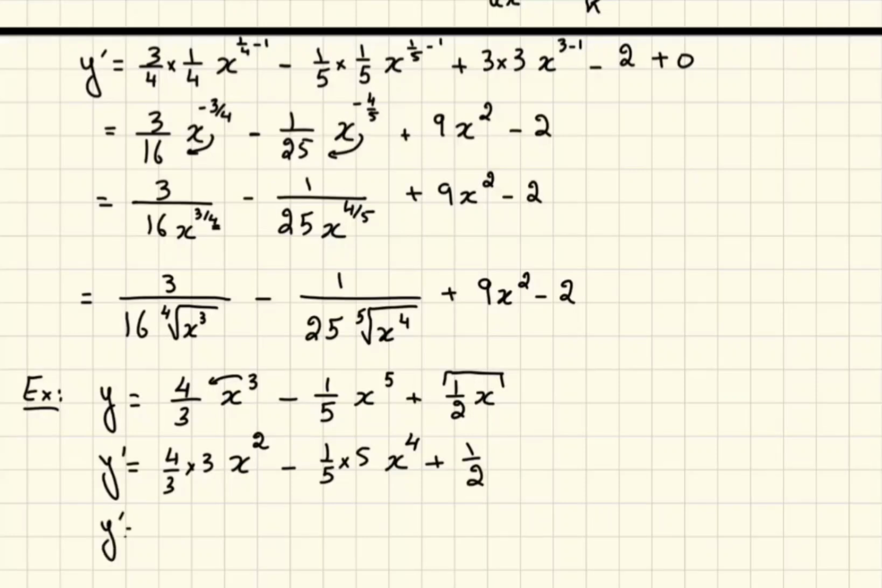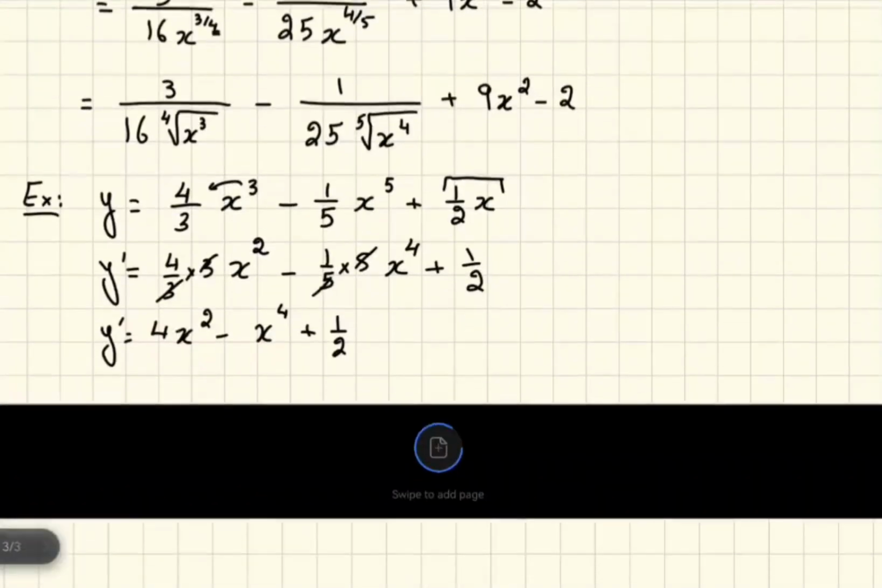Now our final answer will be: 3 and 3 will cancel, we get 4x squared minus 5 and 5 will cancel, you get minus 1 multiplied by x exponent 4, no need to write the 1, plus 1 over 2, and this will be our final answer. I'll do more examples.